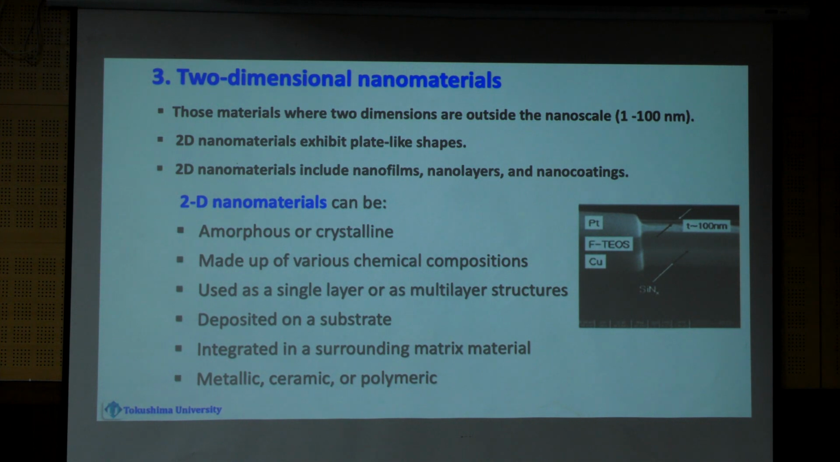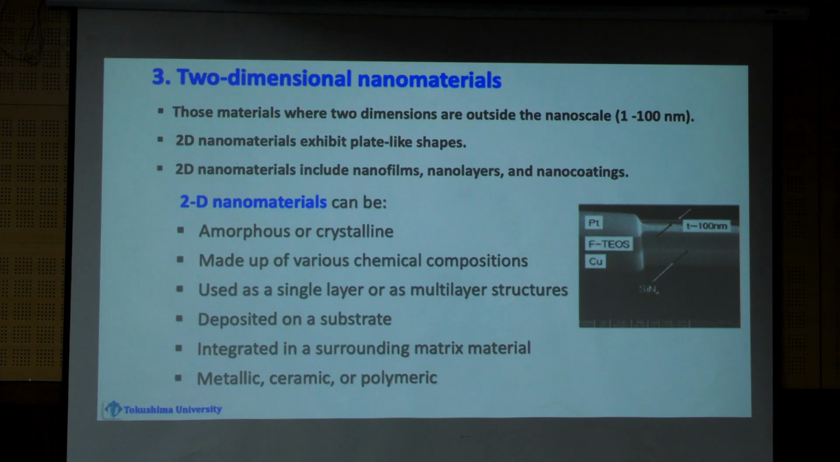So nanofilm, you can deposit certain nanofilm of two-dimensional material, or nanolayers, you can coat nano coating, a certain thickness of material. You can just make it or use the coating technology to coat a certain material. So it may be a thin film, it may be a coating, or it may be just a single layer. So two-dimensional, again same as 0 and 1 dimension, it may be amorphous, it may be crystalline. You can make those materials in various chemical compositions.